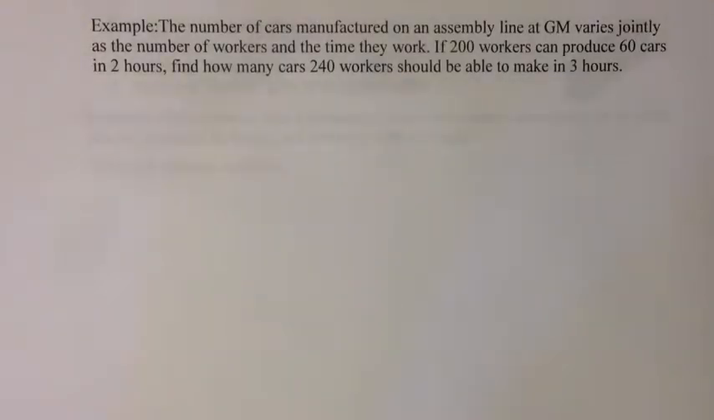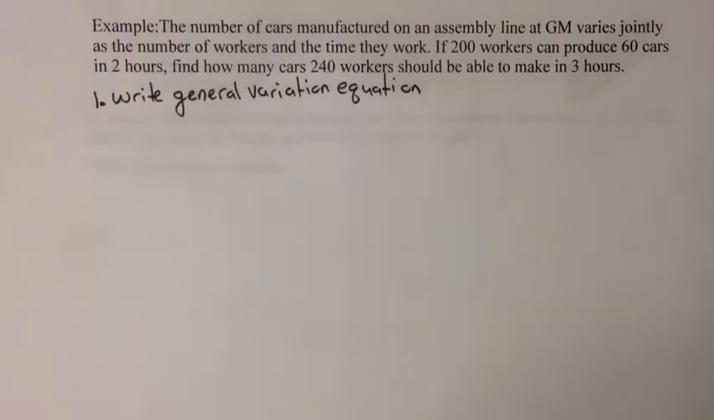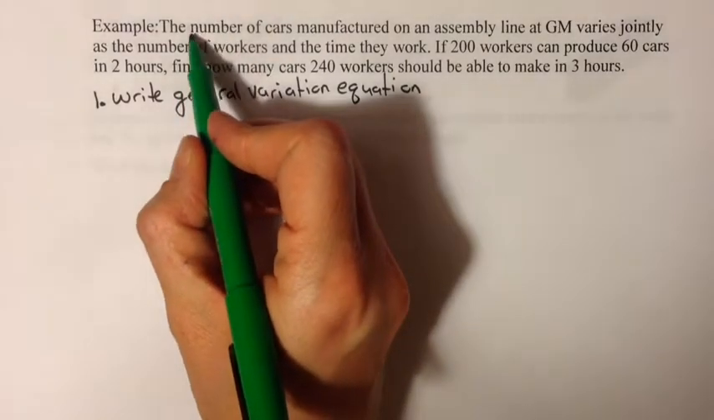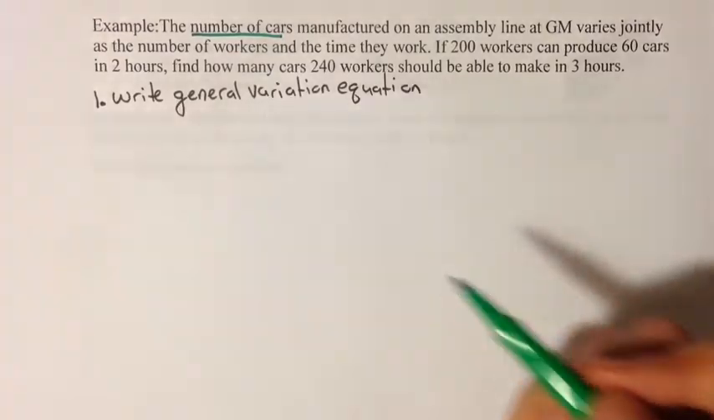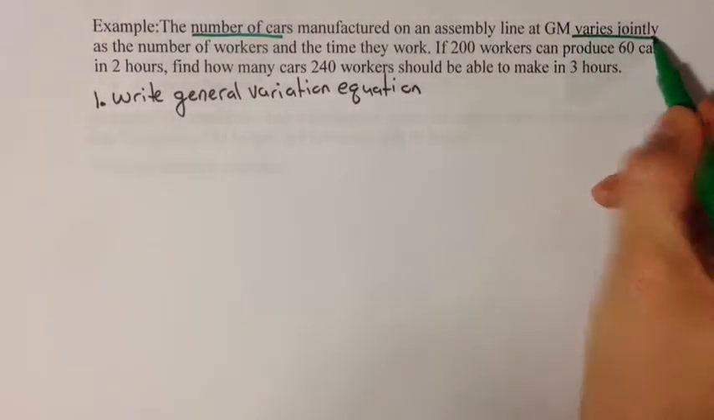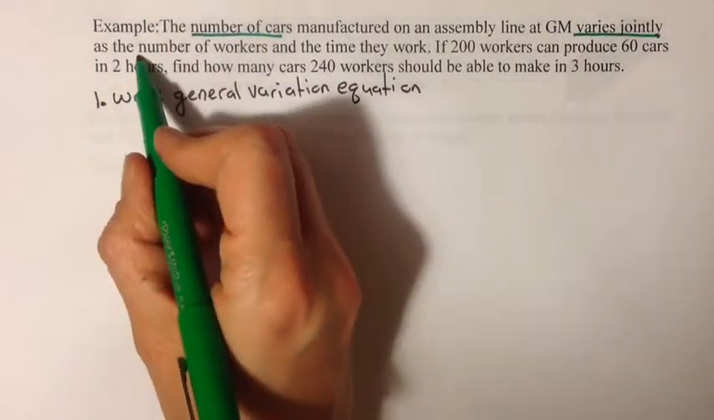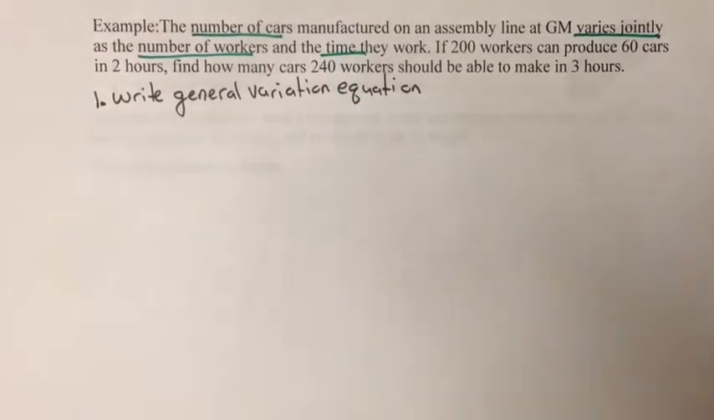Let's look at an example. The number of cars manufactured on an assembly line at GM varies jointly as the number of workers and the time they work. And then we've got a bunch of other information about how many workers can produce so many cars in so many hours. But let's start by doing our first step, which is writing down a general variation equation. Let's read through that important part again. The number of cars manufactured on an assembly line varies jointly as the number of workers and the time that they work.